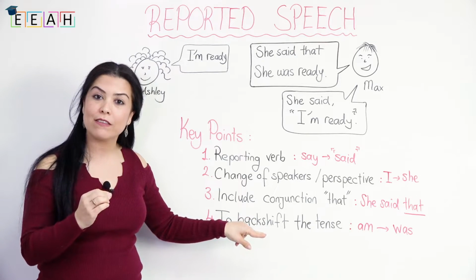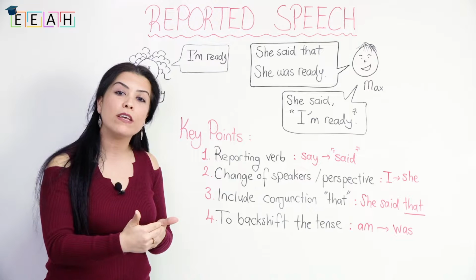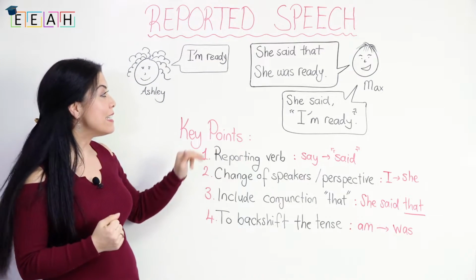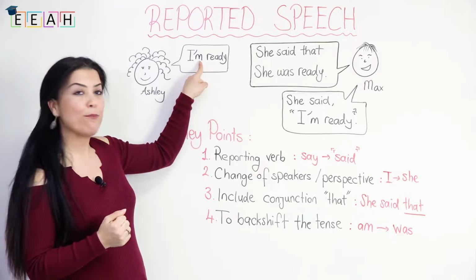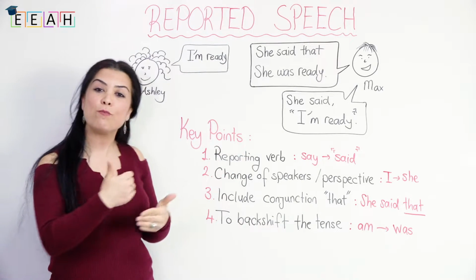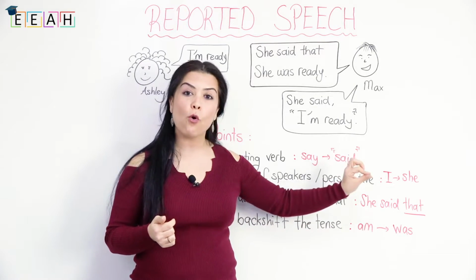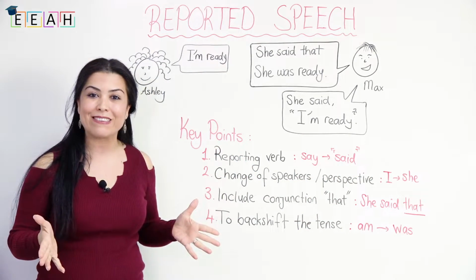And the last thing that you have to keep in mind is backshifting of tense. Remember, as you're reporting, you need to report in the past, so you're backshifting the time. In this example, I am, so the present tense is reported as past tense. Look, am changed form and it became was.